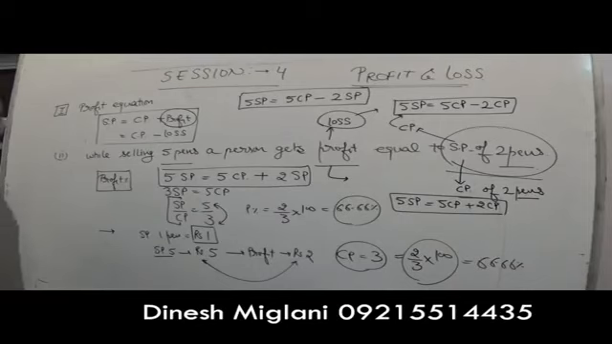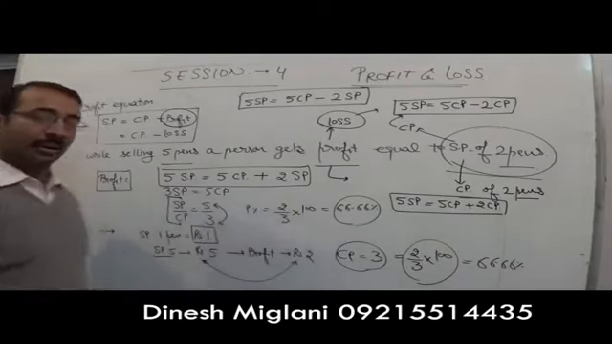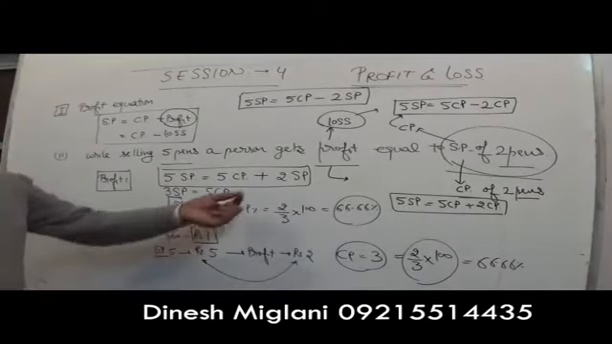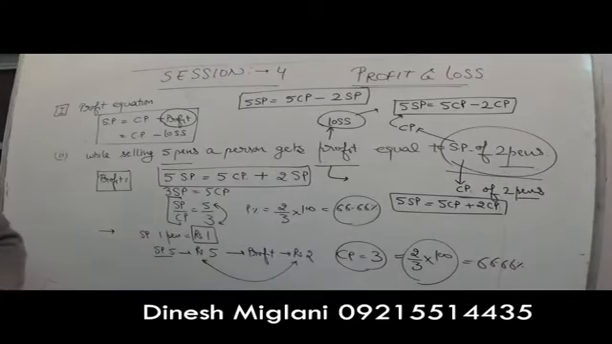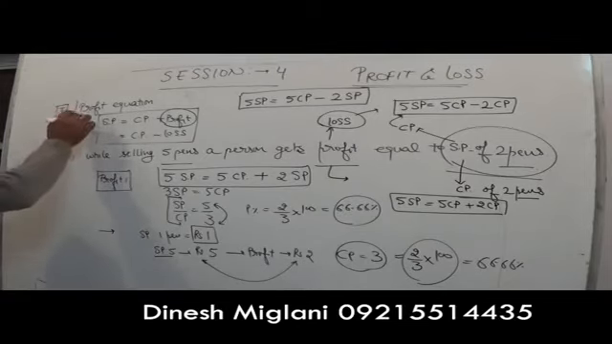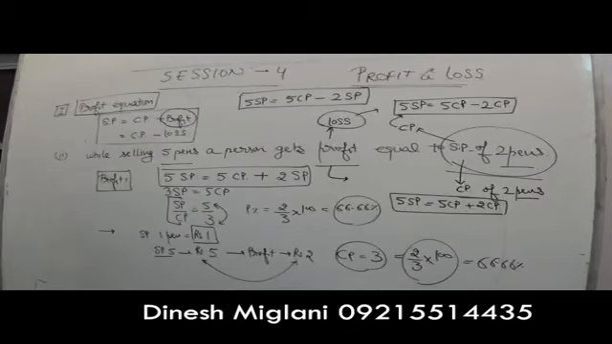If you have a profit, it is profit upon CP into 100. If you have a loss, it should be loss upon CP into 100. That would be profit or loss percentages. So that's the first type of question in which we understood the concept of the profit equation, which is always SP equal to CP plus profit or CP minus loss. I hope this part is clear to you now.